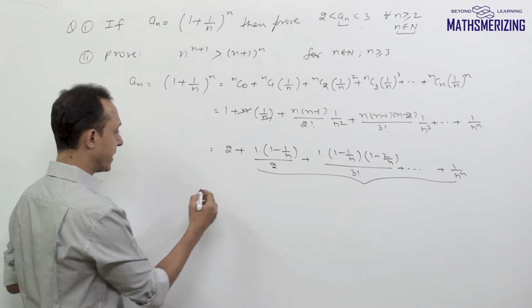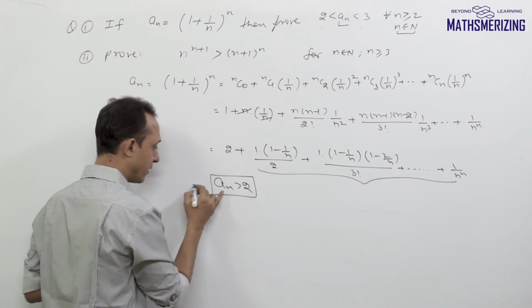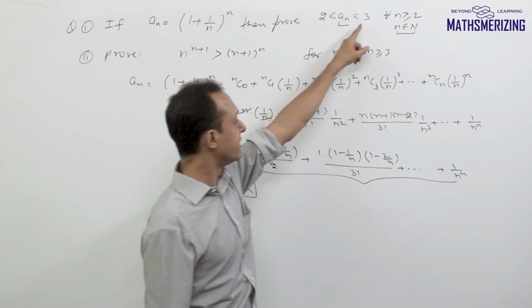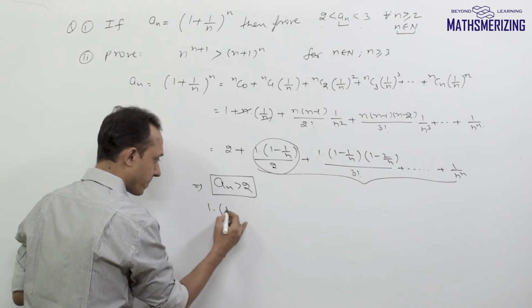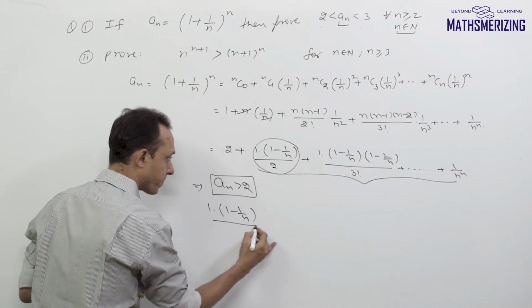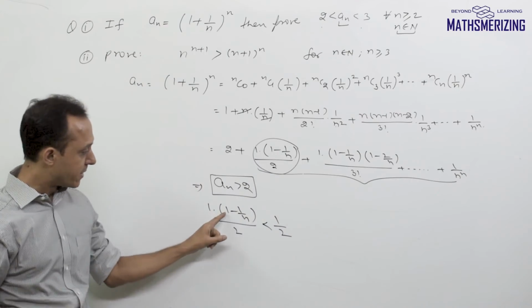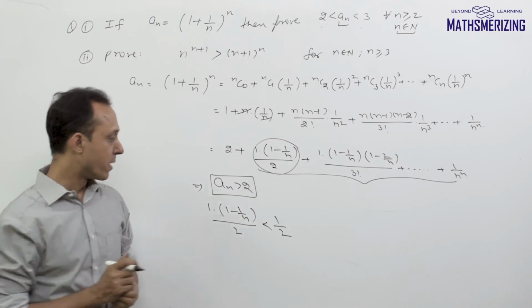So that means simply I can say that this value of an should be greater than 2. Now for the second part, we have to prove the value of this an should be less than 3. So what I know is, I'll take up this term and I'll say 1 upon 1 minus 1 upon n by 2. It is less than 1 by 2. Because this number is 1 minus something, this value is less than 1. So this value will be less than 1 by 2.